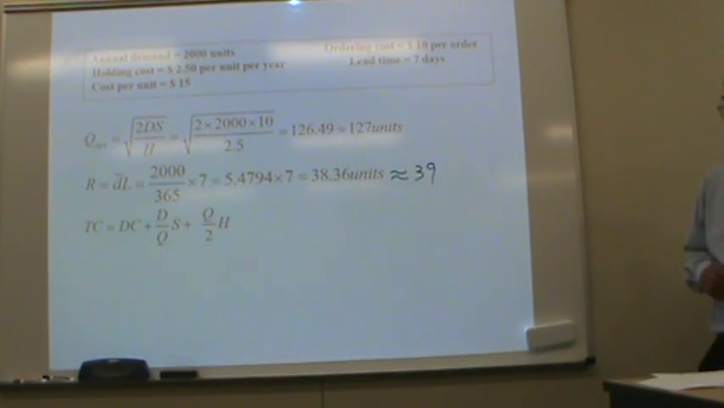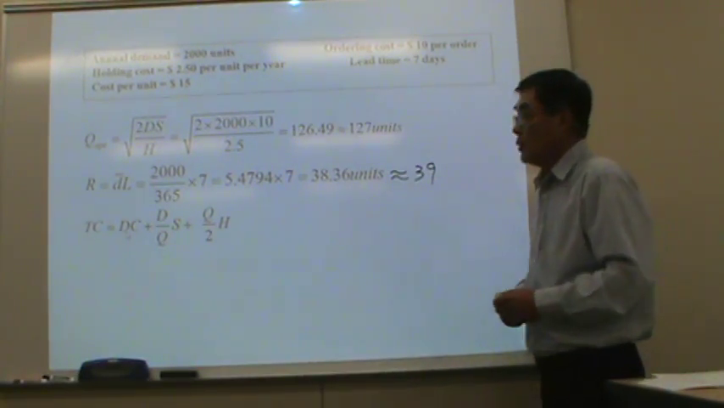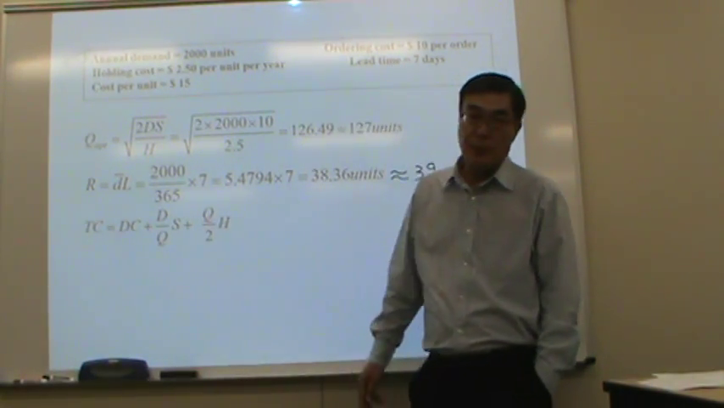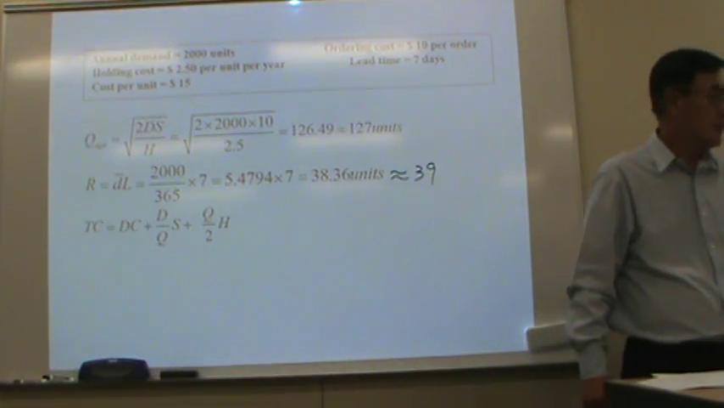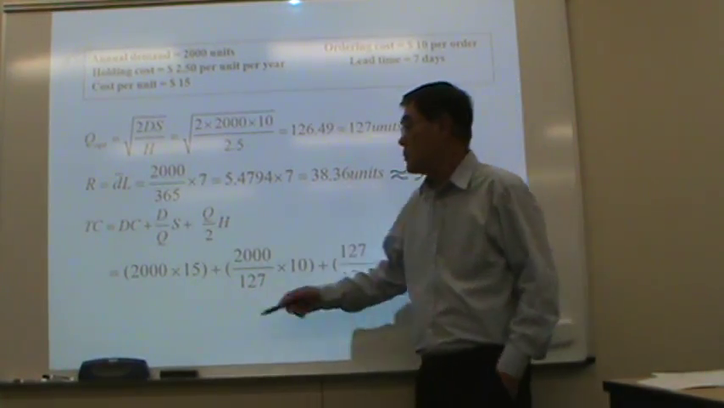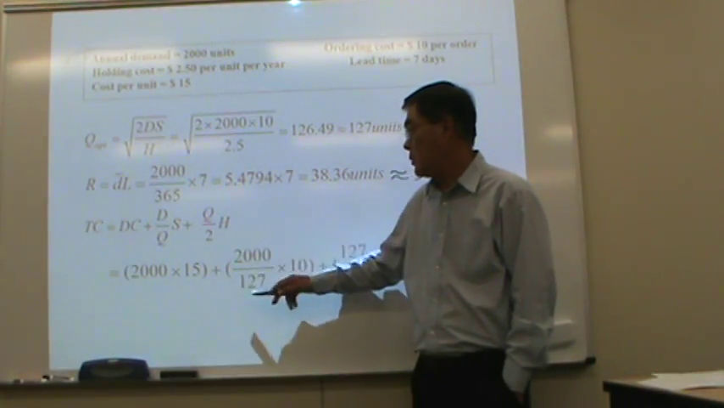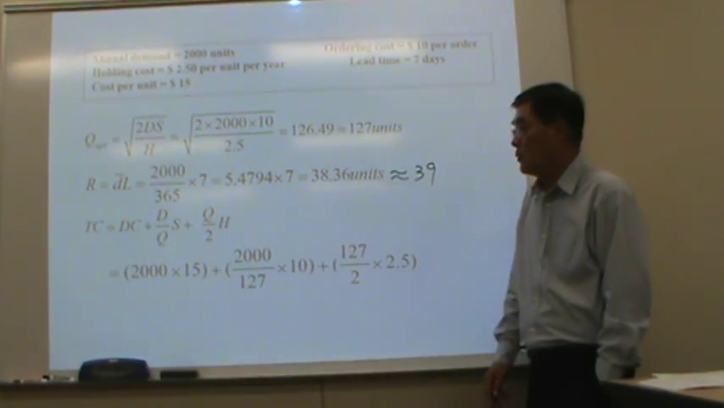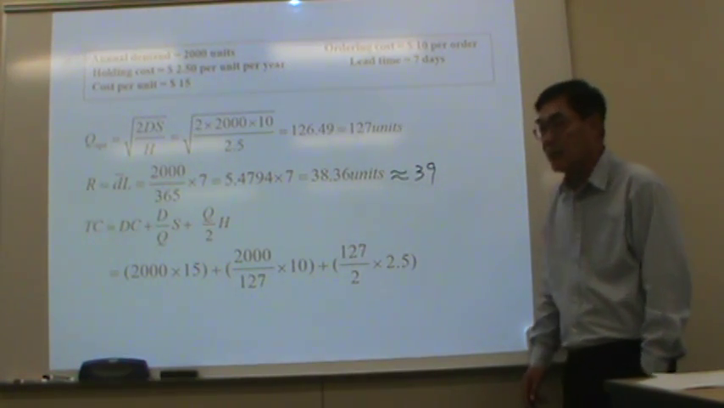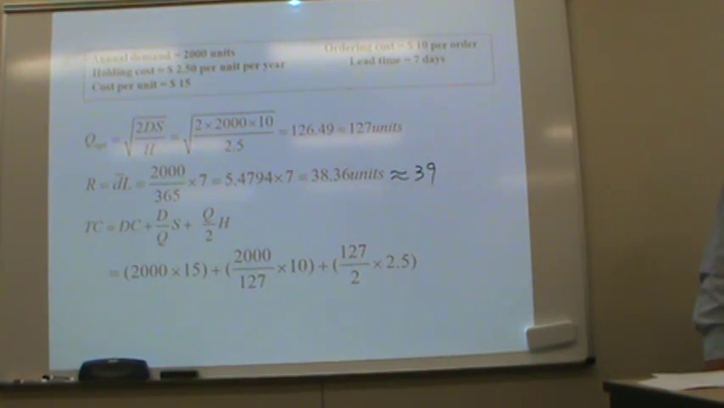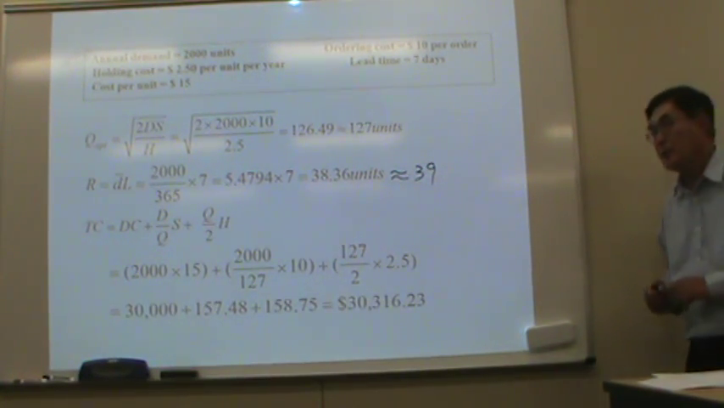Then the total cost from the total cost equation. Total cost equals DC plus D divided by Q times S plus Q divided by 2 times H. Just plug in: 2000 times 15 plus 2000 divided by 127 times 10 plus 127 divided by 2 times 2.5.